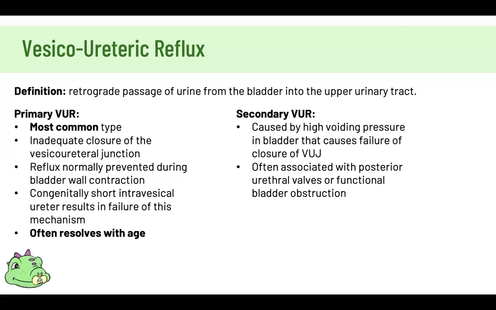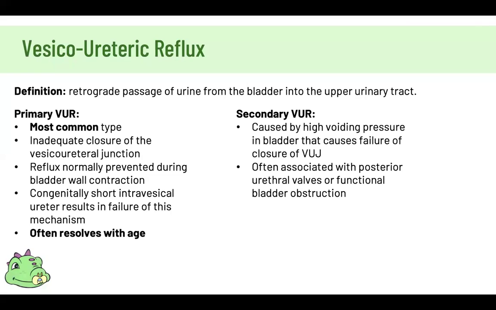So the normal physiology is that when you're voiding, your bladder wall contracts, and when it contracts, it essentially constricts the intravesical ureter, so the part of the ureter that's within the bladder wall, and it means that urine doesn't flow back up into the upper urinary tract. So that's a normal physiology. In primary VUR, you have a congenitally short intravesical ureter. So when the bladder wall contracts, it doesn't shut off the VUJ, and you get reflux back up into the upper urinary tract.